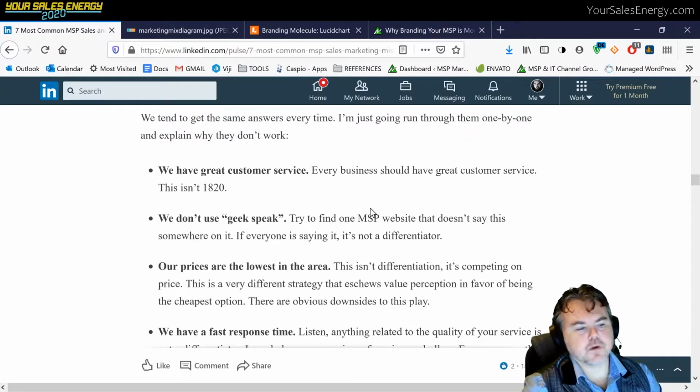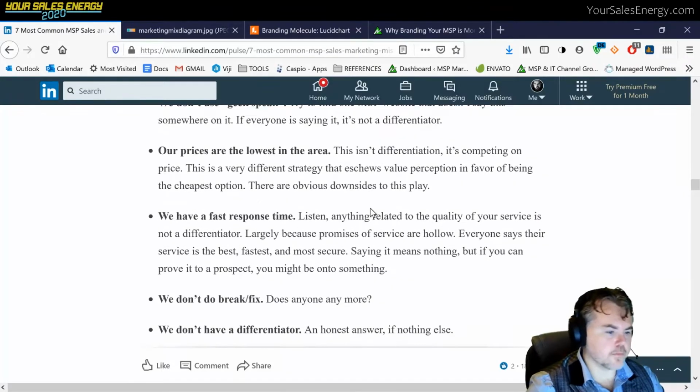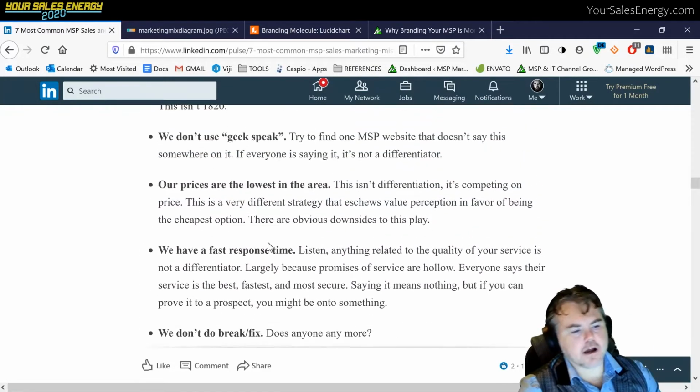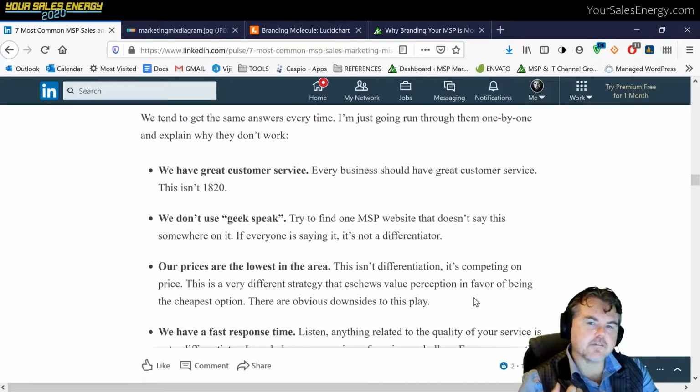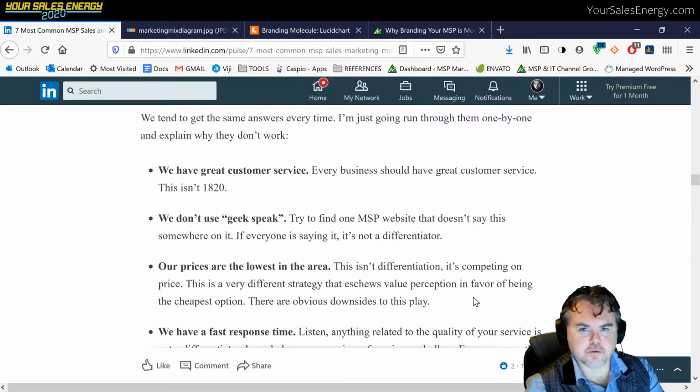Usually the answer is going to be we have great customer service, which doesn't count. We don't use geek speak. That doesn't count. Our prices are the lowest in the area. Nope. We have a fast response time. Nope, doesn't count either. And then we don't do break fix. And the reason why none of these are actual differentiators is because, one, everybody says them. Two, you're expected to provide good service. The consumer doesn't expect you to be crappy unless you brand yourself otherwise.